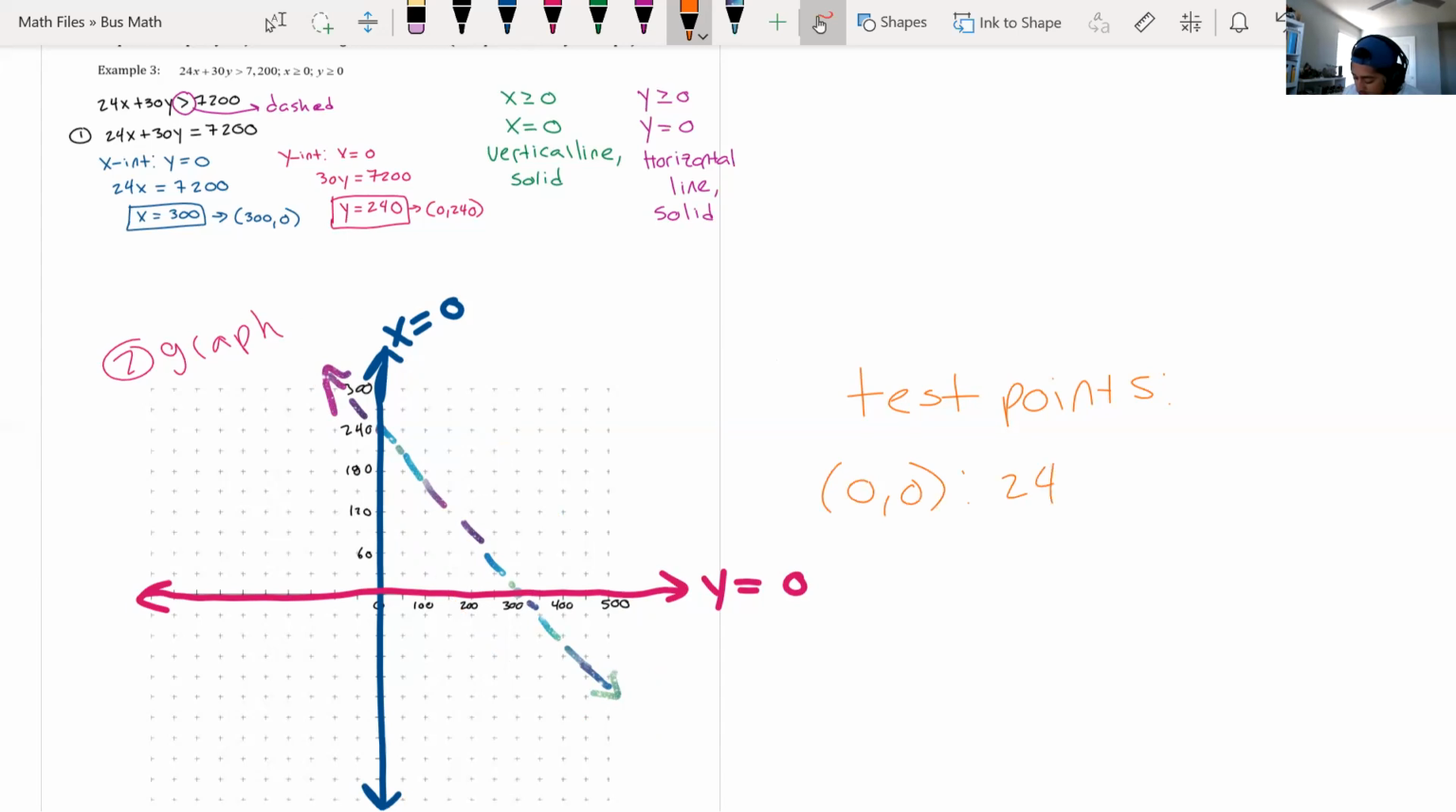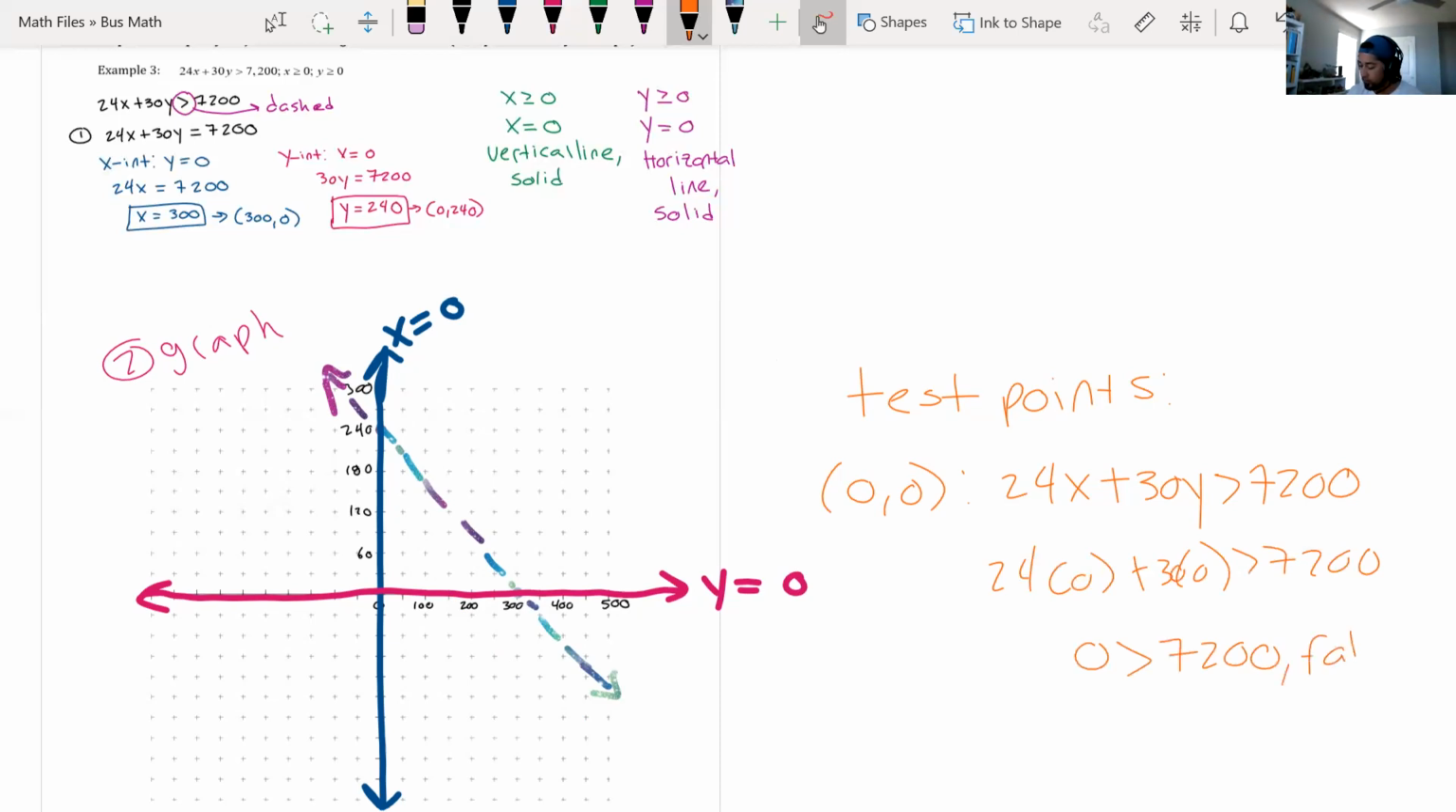And I'll rewrite the inequality again. 24x plus 30y greater than 7,200. And if we plug in 0, 0, you'll get 24 times 0 plus 30 times 0 greater than 7,200. And you get 0 greater than 7,200. Is that a true statement? No, sir. That is false. So which way are we going to shade? Up. Good. So all our shading is going to go up.